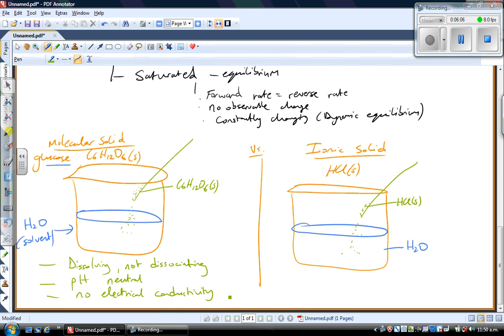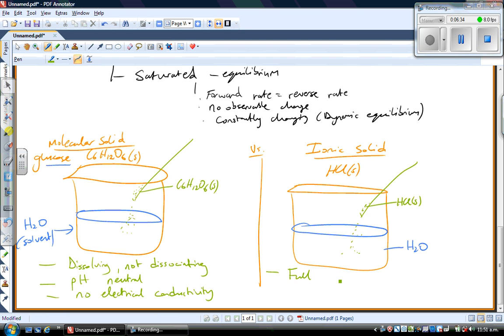So molecular solids or molecular aqueous systems tend not to be very interesting, and you might get a small question on your exam paper just to get you to rank some of the species in solution. But outside of that, because they don't affect the pH and there's no electrical conductivity, there's not many questions that you can be assessed on. Whereas if you're looking at ionic solids in solution, there is a lot more to talk about.